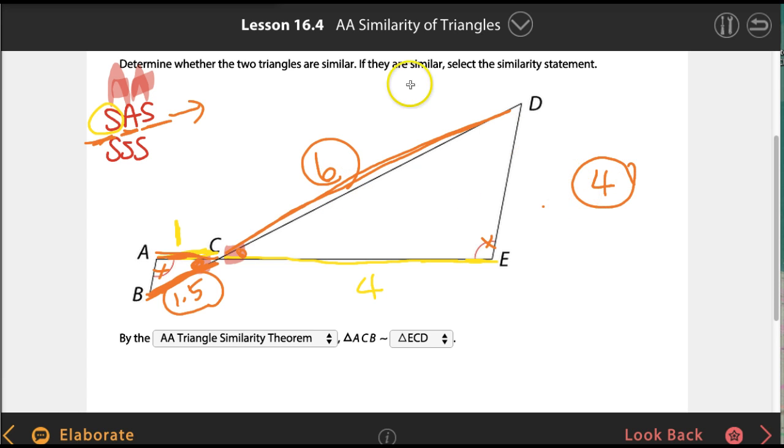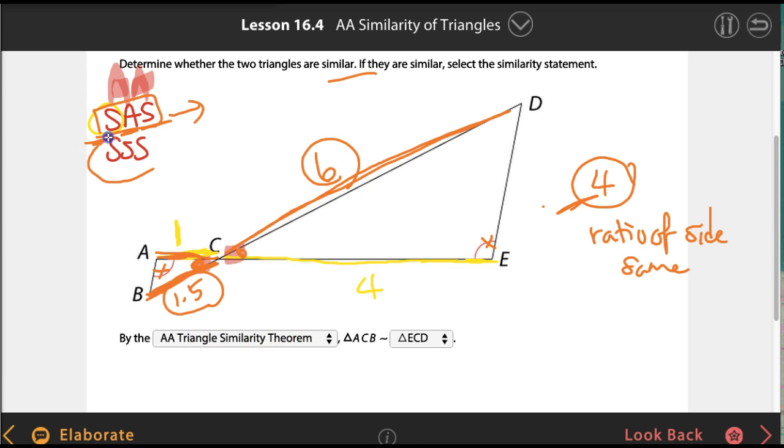So again, similarity means the ratio of the sides. Ratio of the sides are the same. And in this situation that I have created for you, the ratio is 4. And that's why we can say that the two triangles are similar because of the SAS similarity theorem.